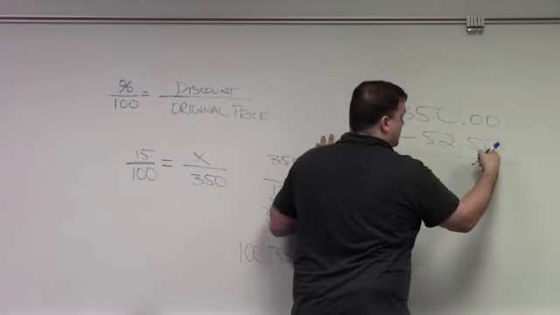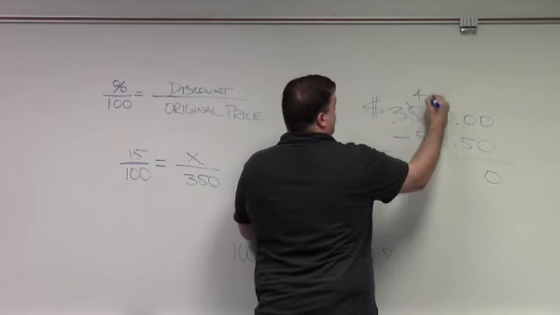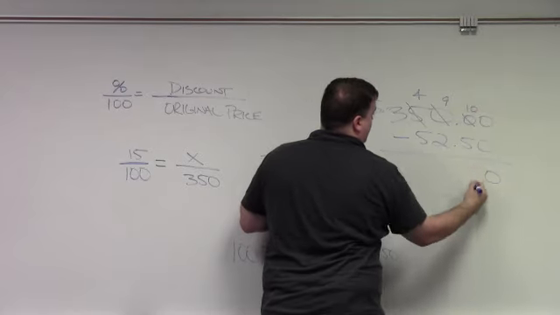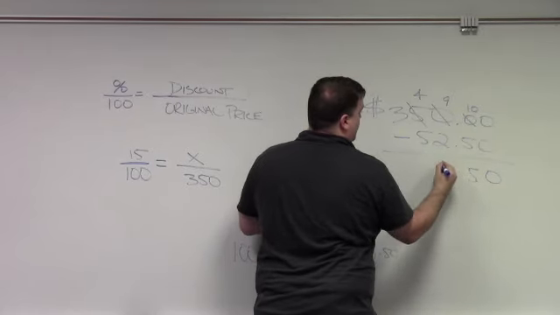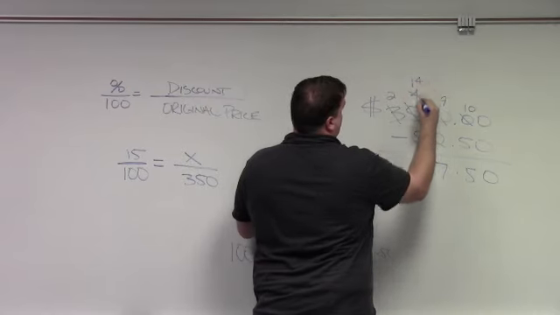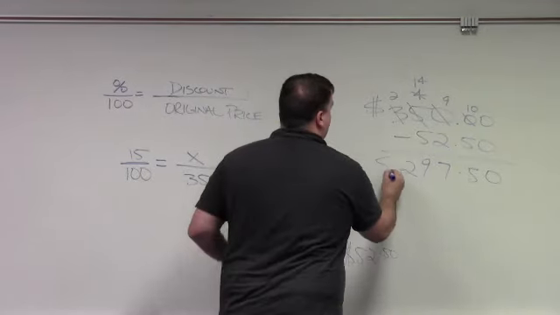So 0 minus 0, 0. I have to do some borrowing here though. 5, 7. $297.50.